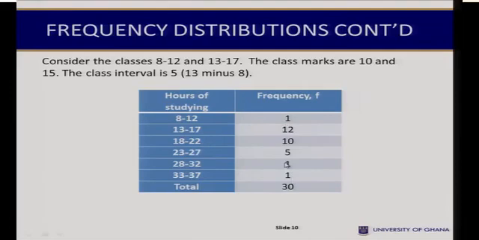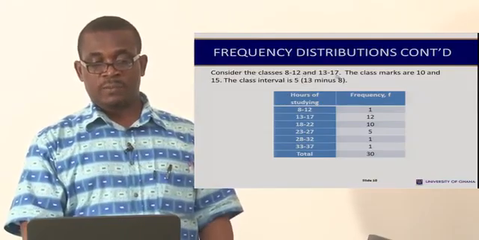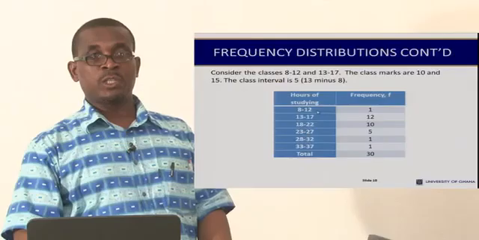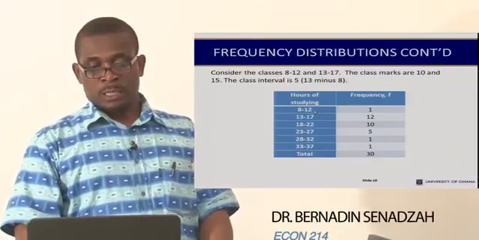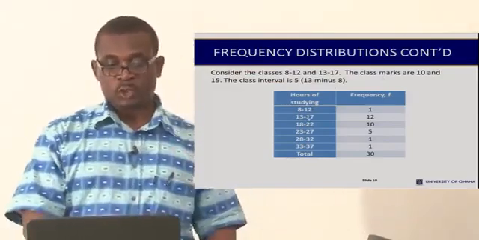And then for the rest, you could see the number of students studying for the designated number of hours. So for the classes 8 to 12 and 13 to 17, we can compute the class marks. We know the class marks are the midpoint or the simple average of the lower limit and the upper limit. So for the class 8 to 12, the lower limit is 8, the upper limit is 12. So the average of the sum of these two numbers is 10. Similarly, it is 15 for the second class, and so on and so forth.